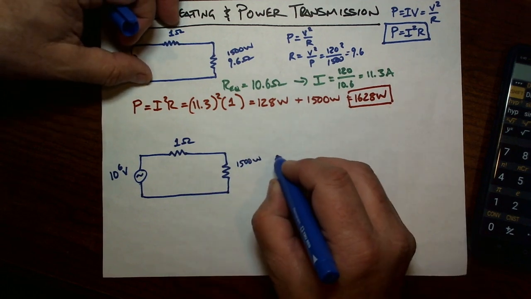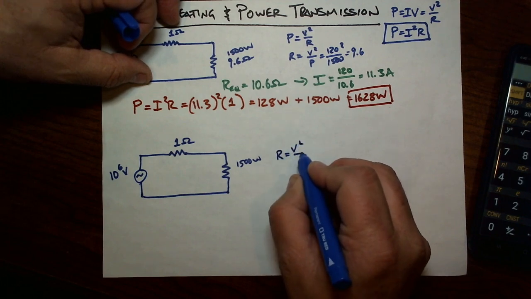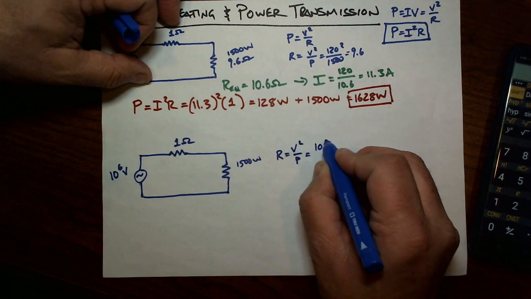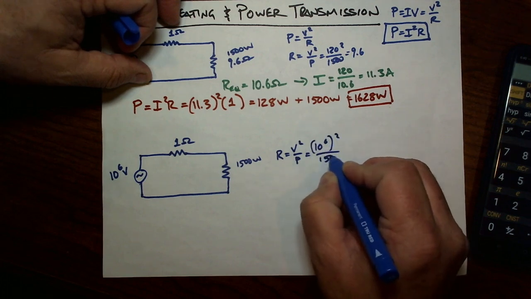Once again, we have to figure out that the resistance of this hair dryer is voltage squared divided by power. That's going to be 1,000,000 squared divided by 1500.